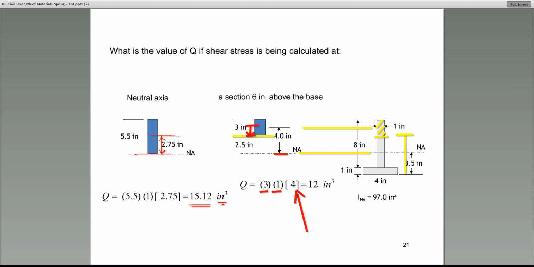Does everybody see the difference? Excellent. And these are the kinds of problems that I think you should spend some time making sure that you know how to do.